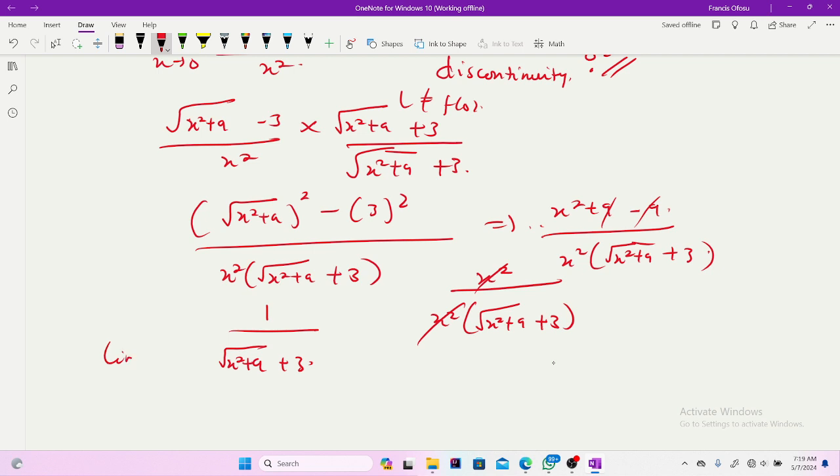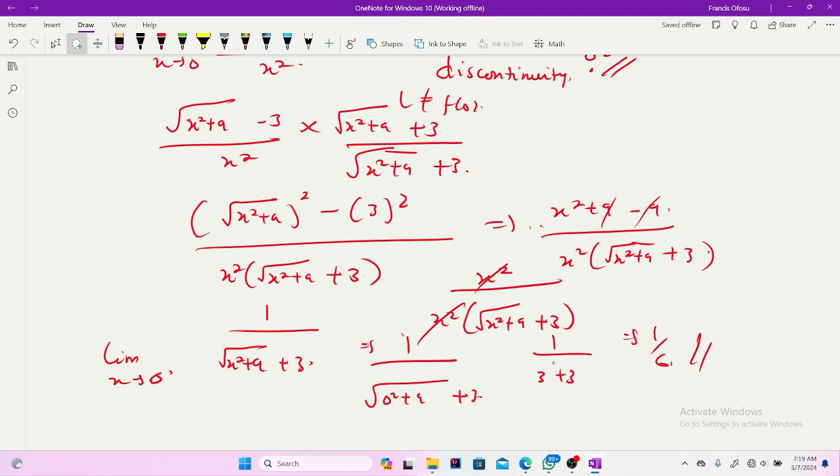So I'll just take my limit as s approaches 0 at this point. Now I've removed the discontinuity. When I put 0, I'll simply get 1 over square root of 0 squared plus 9, plus 3 outside. This gives me 1 over square root of 9, which is 3, plus 3, giving me 1 over 6. So the limit is equal to 1 over 6, and we have taken out the discontinuity by this simplification. One important thing I'll tell you is whenever you have a rational function with a square root, try to rationalize it to eliminate the discontinuity if there is one.